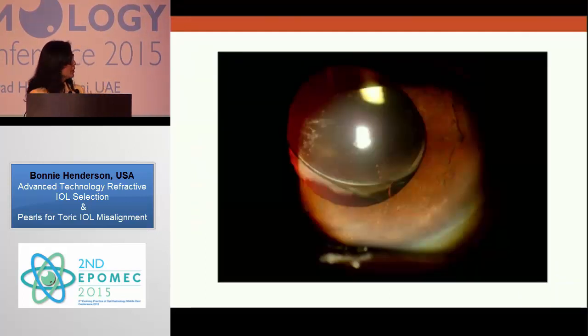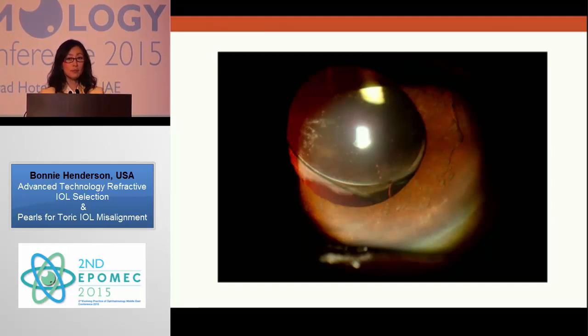So if you look really closely, you'll see that there indeed is a toric lens, and you see that it's a one-piece acrylic toric lens, and you can see the little hatch marks, the little dots on the bottom. But if you look really, really closely, you'll notice that the inferior haptic is not in the bag, it's in the sulcus. So the superior haptic is in the capsular bag, and the inferior haptic is now in the sulcus.